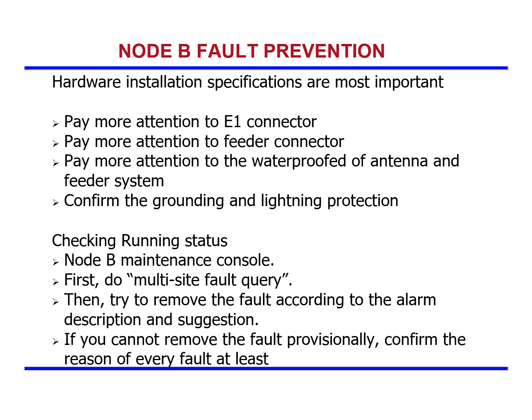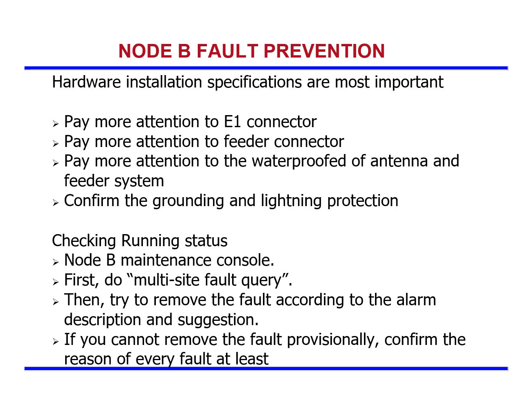Node B fault prevention. Hardware installation specifications are most important. Pay more attention to the connectors and feeder connectors. Pay more attention to the waterproofing of the antenna and feeder system. Confirm the grounding and lightning protection.